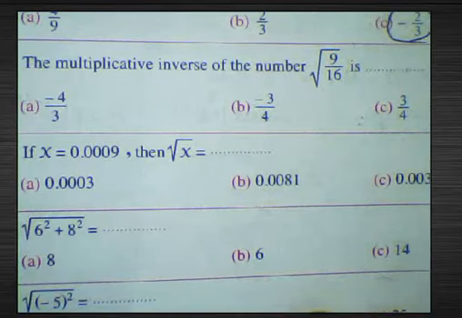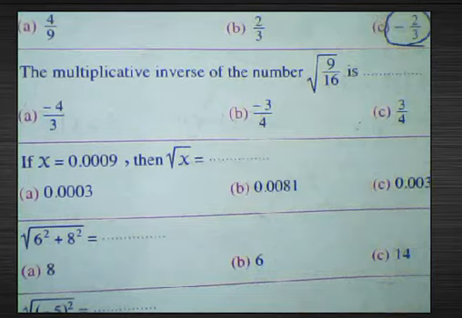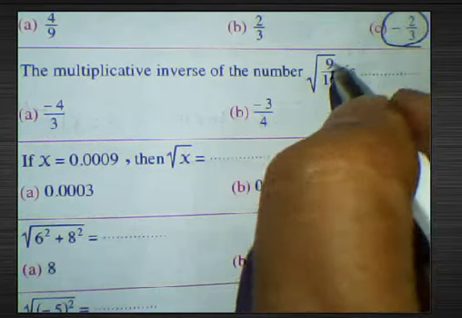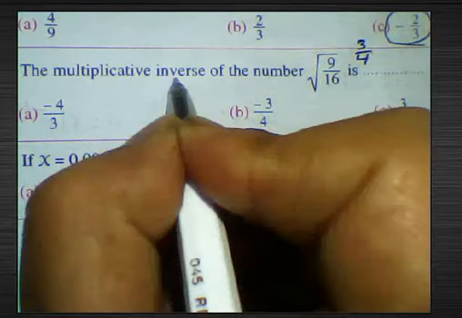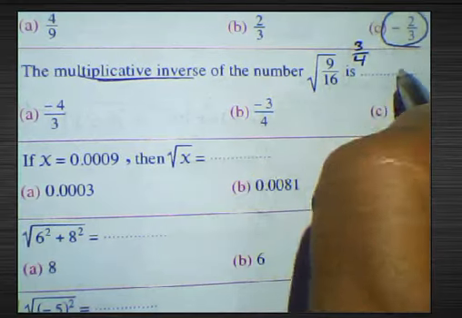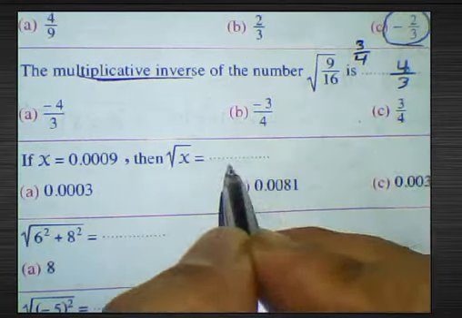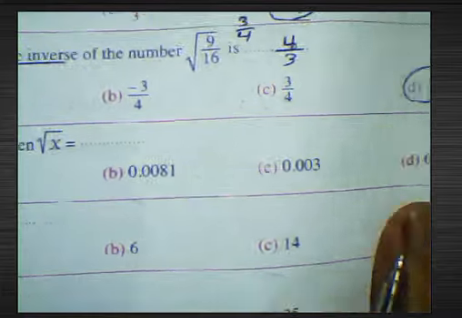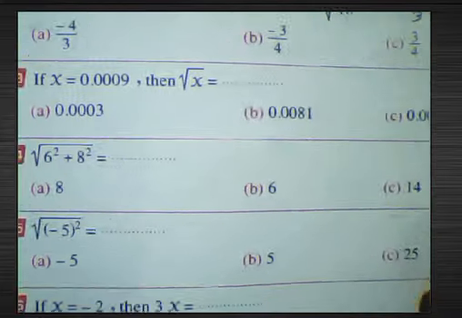The multiplicative inverse about this number. First, we can find the result about this number. It will be 3 over 4. And the multiplicative inverse about 3 over 4, it will be 4 over 3. Right, 4 over 3. This example, letter D.